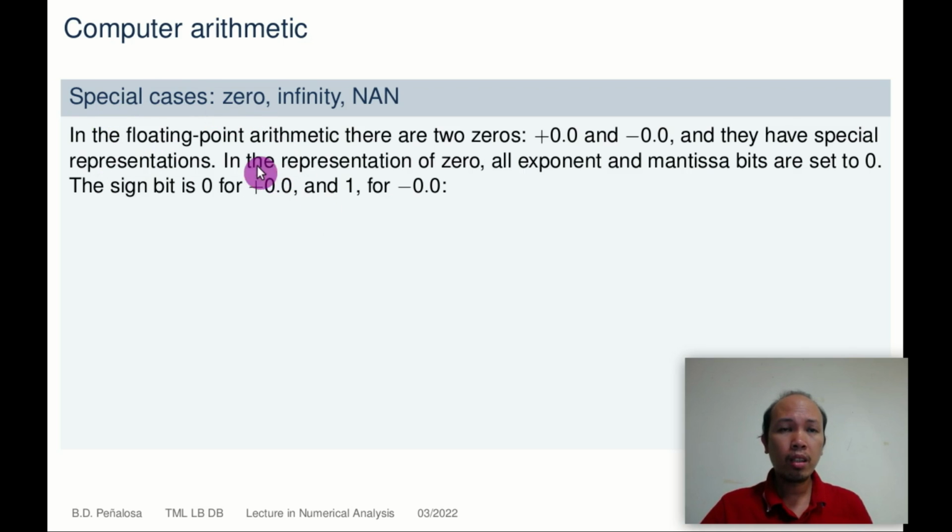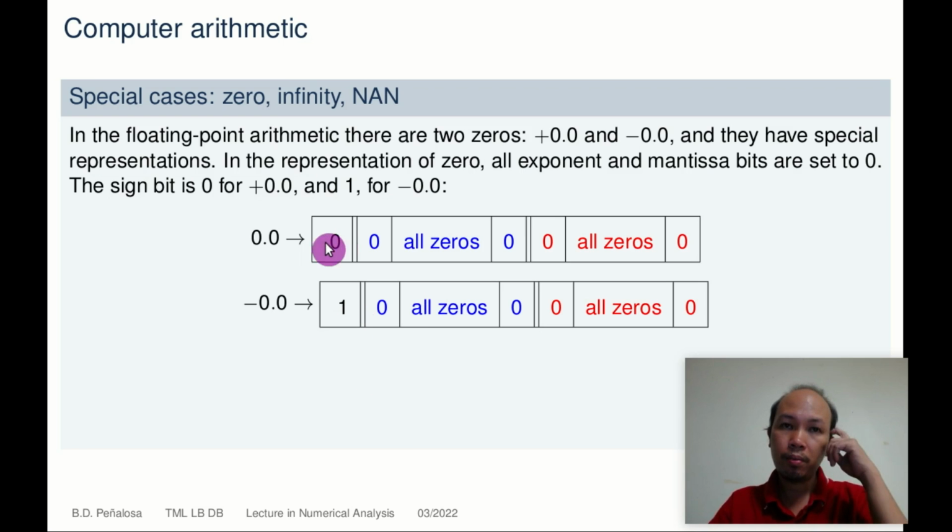In floating point arithmetic, for the two zeros, since we have positive 0.0 and negative 0.0, they have a special representation. In the representation of 0, all exponent and mantissa bits are set to 0. The sign bit is 0 for positive and 1 for negative. So this is the positive 0, and this is the negative 0. Look at the difference: this one, the sign bit.